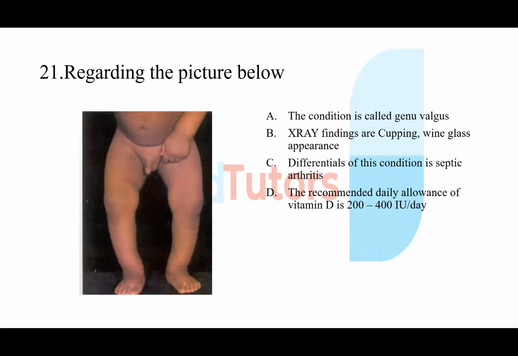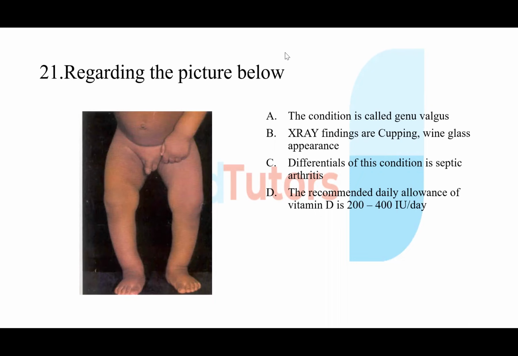So the condition is called genu valgus. We talked about this. When you say valgus, it is when the knees come together, we talk about genu valgus. The X-ray findings are cupping and a wine glass appearance. Some people call it champagne glass appearance. These are features you see in the long bones of children with rickets. They have cupping and splaying of the long bones, and they have the appearance of a champagne glass or wine glass.